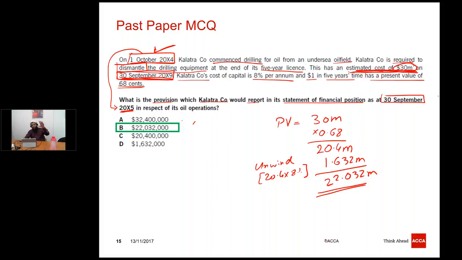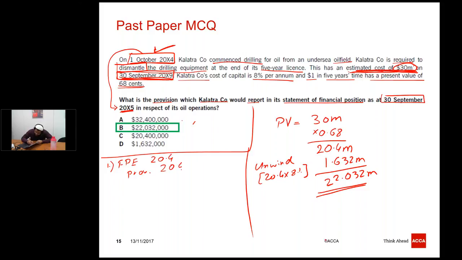And let's suppose I'm writing down now the complete accounting so that you are aware if the question would have asked something else, you would have known. So now I'm writing the complete accounting. So I'm writing all of the 3 entries. The first entry that we are going to prepare is property, plant and equipment debit and the provision for dismantling credit by 20.4 million. This is the present value that we have capitalized.